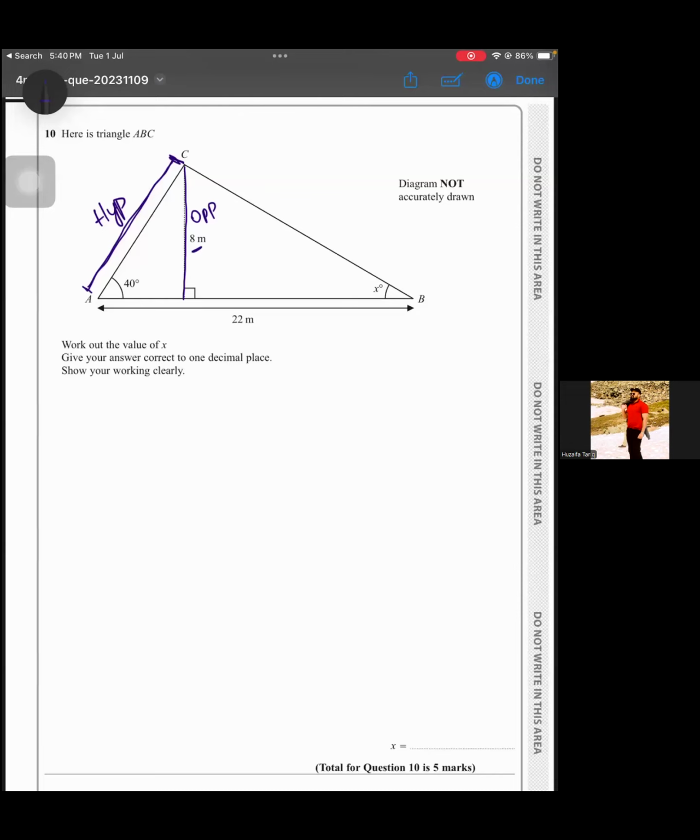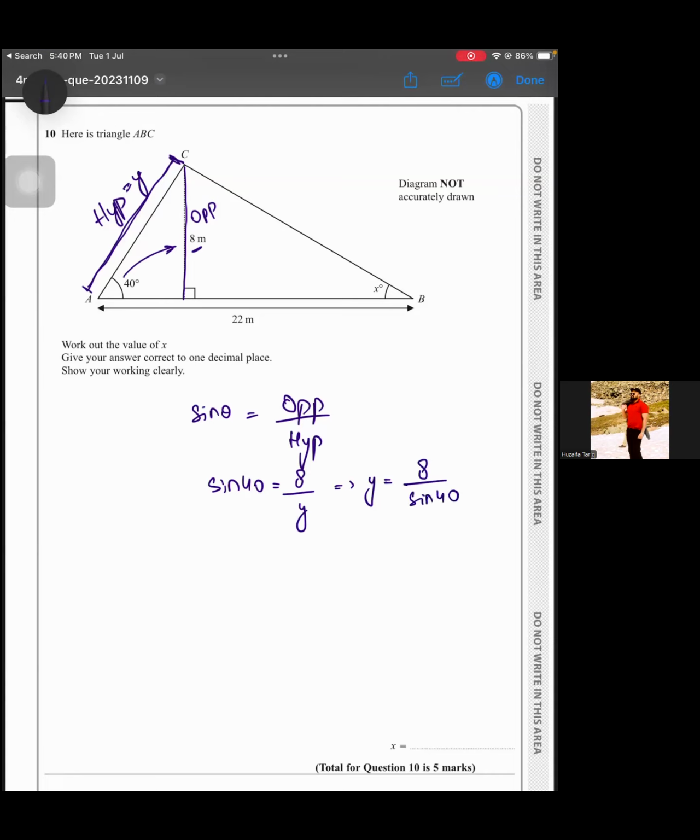So we know that 8 meter is the opposite because it's opposite to the angle. And we know the formula of sine theta, which is opposite over hypotenuse. So sine 40 equals opposite, which is 8, upon, if we name it as y, so it's y. Then we need to find out the value of y. So it will be 8 over sine 40.